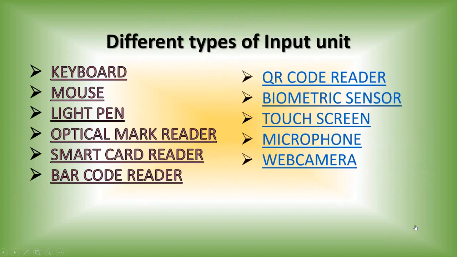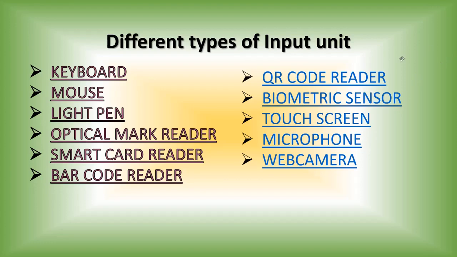Now we can see the next input device. The next input device is the QR code reader. QR means quick response code reader. Everybody knows that. Everybody uses mobile phones, no? You can open WhatsApp of your mobile phone in your computer or laptop. For that, a quick response code is read, and only after that do you open your mobile phone's WhatsApp in the laptop.